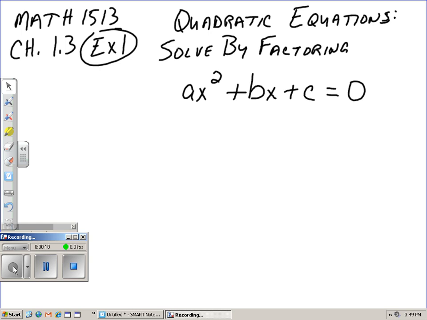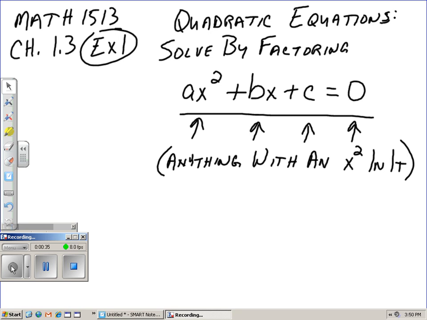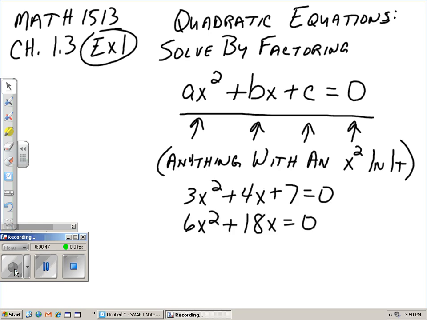A quadratic equation is anything that can be written in this form as something squared plus something times an x plus a plain old number, which we call a constant, and it's set equal to 0. If you can write it in that form, it's called a quadratic equation. If you want a simpler definition, maybe not 100% correct, but simpler to understand, it's anything with an x squared in it. Could be something like this: 3x squared plus 4x plus 7 equals 0. Could look like this: 6x squared plus 18x equals 0.